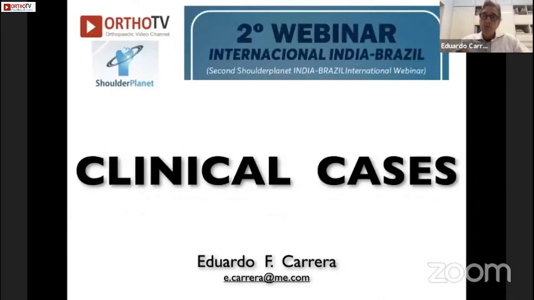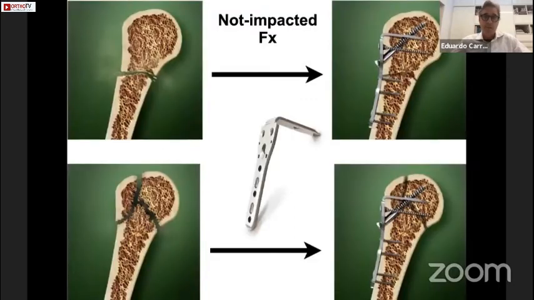Maybe you will understand better when I show the clinical cases. It's not for discussion now, but just to clarify, to think better about what happens. When you don't have compression between the fragments, you can assemble the fragments and fix them with a plate, with wire, it doesn't matter. These kinds of fractures are easier to treat.